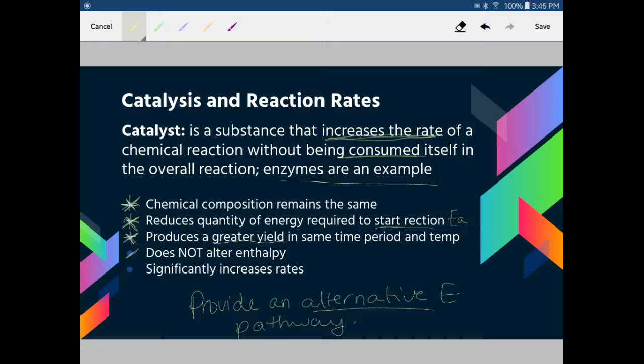Okay, we do not alter enthalpy. So our change in enthalpy is going to be the same regardless of if it's catalyzed or uncatalyzed. It's this exact same. Now this is because we don't really consider time as part of our enthalpy reactions. We only consider the change in enthalpy, which remains the same. And again, catalysts generally significantly increase the rate.